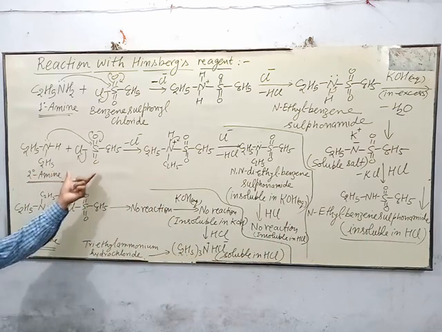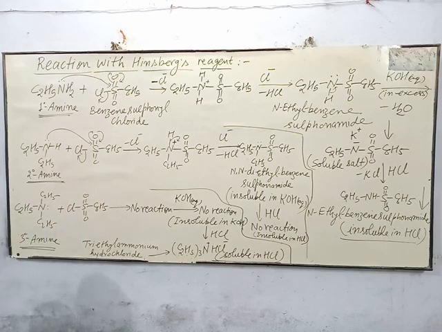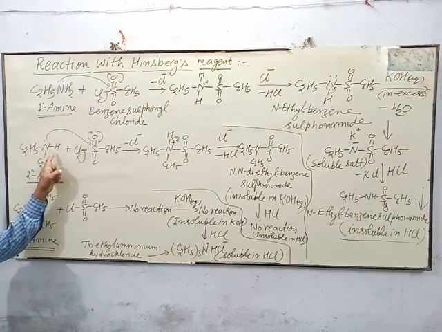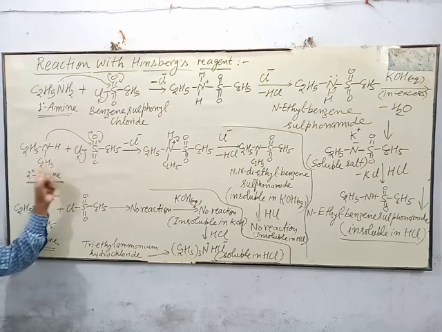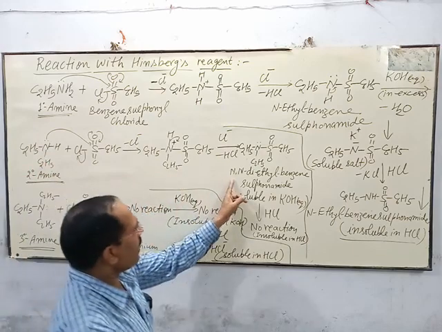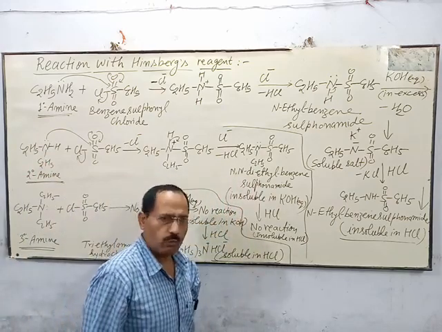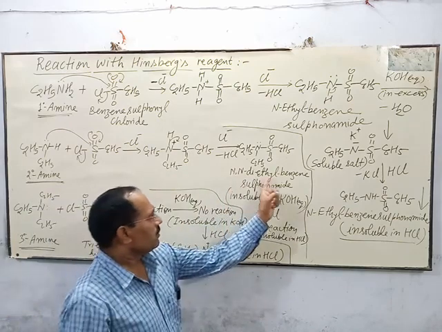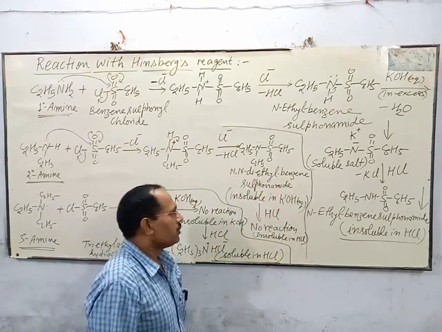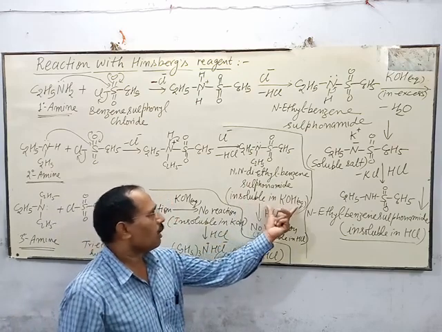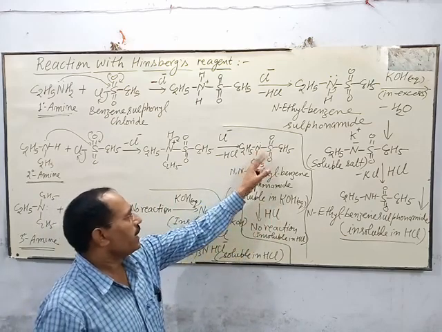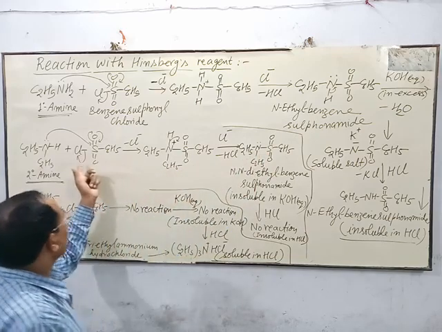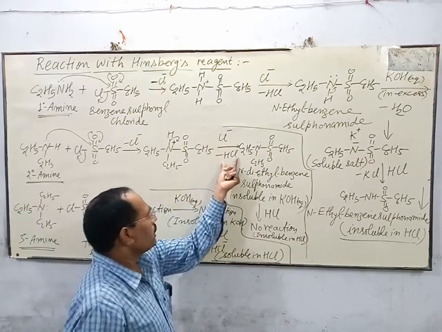Now, the reaction of Hinsberg reagent with secondary amine. Due to presence of a hydrogen atom on the nitrogen of secondary amine, Hinsberg reagent again reacts with secondary amine and forms N,N-diethyl benzene sulfonamide. This substance, N,N-diethyl benzene sulfonamide, is insoluble in aqueous KOH or aqueous NaOH because in this case a hydrogen atom is absent, means hydrogen is removed in the form of HCl.